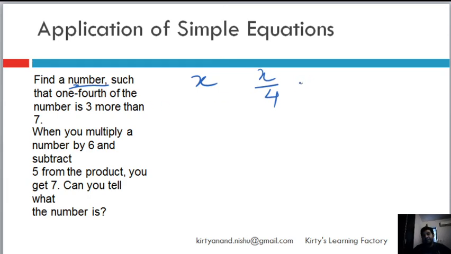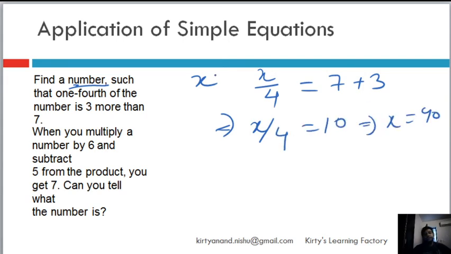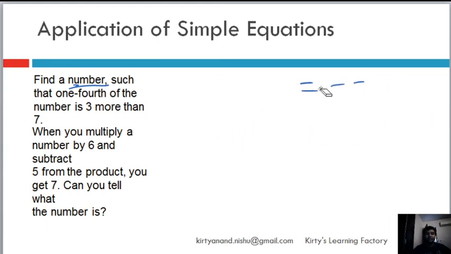So this is basically 7 plus 3. That is what it says, right? That 1/4 of the number is 3 more than 7. So basically whatever 1/4 of the number minus 3 will be equal to 7, right? So this becomes x by 4 equal to 10, and that gives me x equal to 40. So I have solved it. Very simple. You just have to break it down and you will be able to solve it very easily.